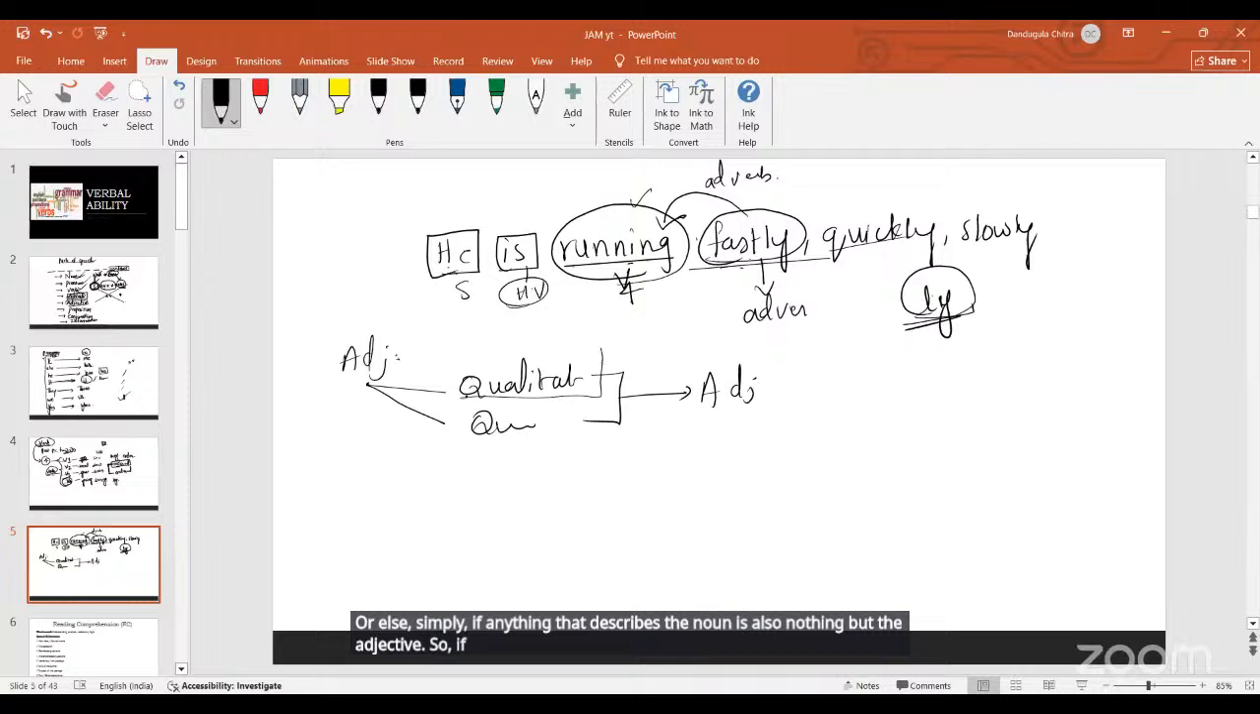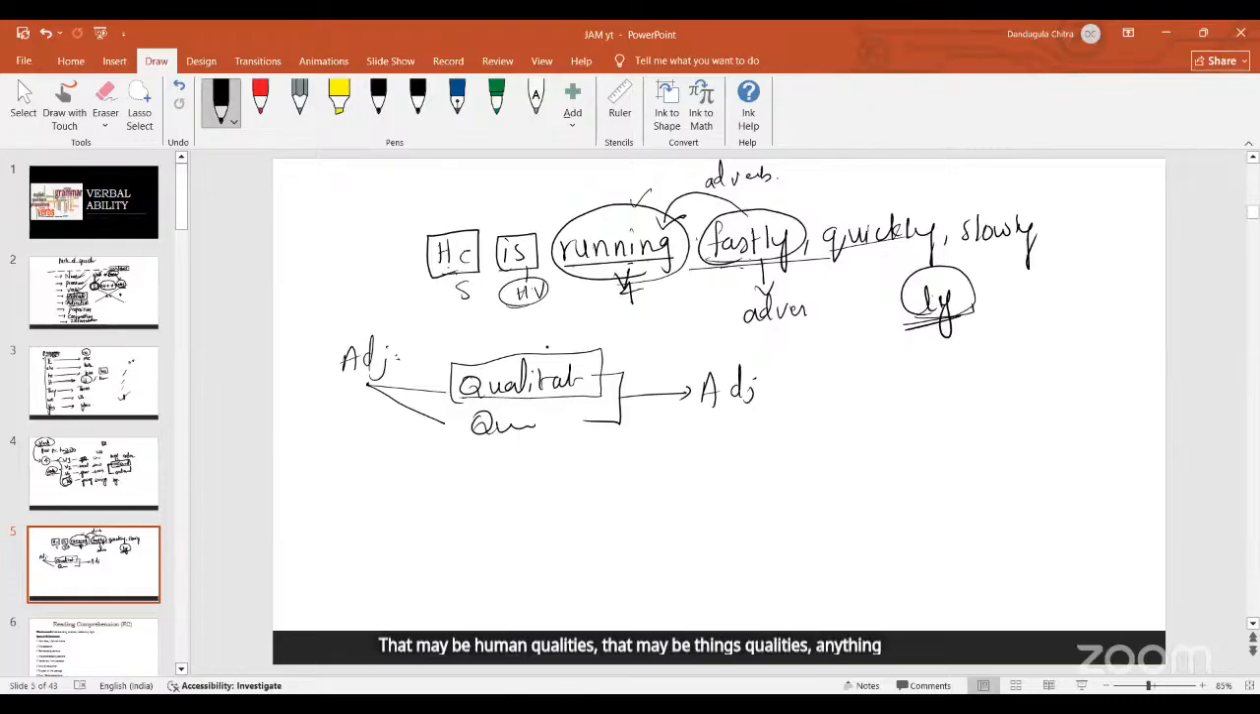If we talk about qualities, that may be human qualities, that may be qualities of things, anything it may be. For example, if I say I'm an honest person, here honesty is a quality of that particular person, so honest is an adjective. If I say this is a good one, good, bad, honest, all these are human characteristics. And something else like shape, size, color, all these also come under qualities. So everything comes under the adjectives.